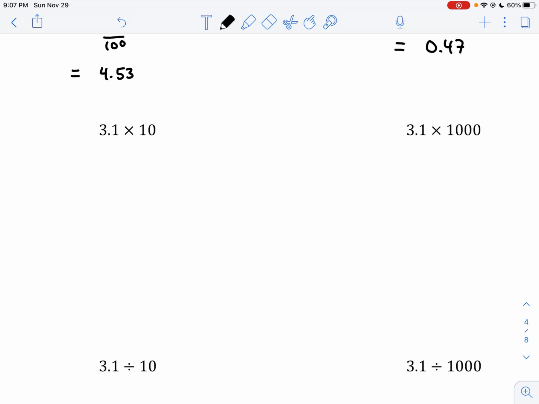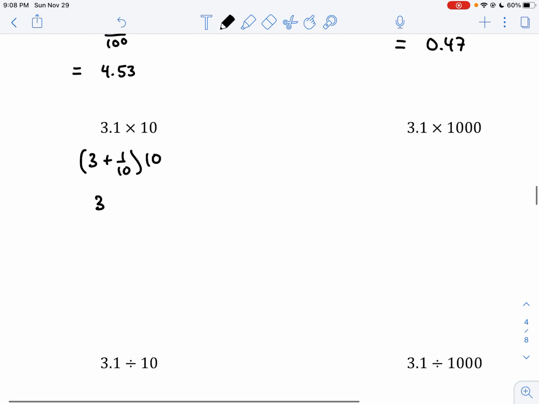Multiplication, 3.1 times 10. Well, there's lots of ways to think about this. 3.1 is 3 1/10. So you could think of this as a mixed number. It's 3 1/10. And we're going to multiply that by 10. Now, if you were to invoke the commutative property and think of 10 as the multiplier, then you would be saying, I want 10 3s and 10 1/10. Or you could leave the 3.1 as the multiplier and say, okay, we want 3 10s and 1/10 of 10. Either way you think of this, numerically, you're going to get the same result.